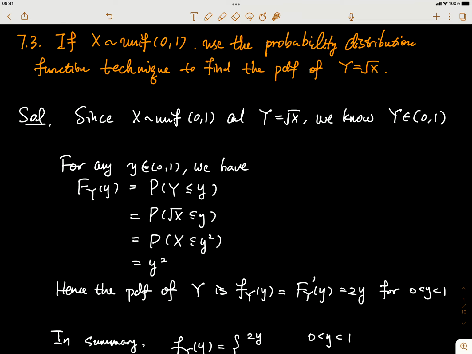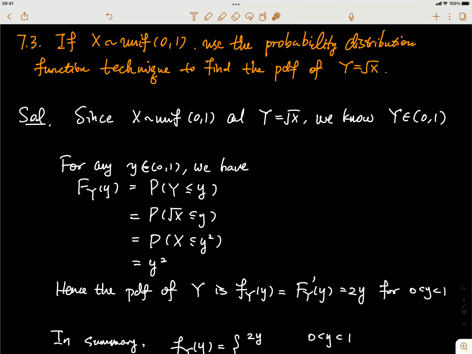Now, to use this distribution function technique, remember that for any little y, we need to find the cumulative distribution function, or probability distribution function, of that y. So this is the cumulative distribution function of y at this little y, any value between 0 and 1. By definition, it is just the probability that the random variable y is less than or equal to this little y. But we know that y is just the square root of x, so we simply change that to this.